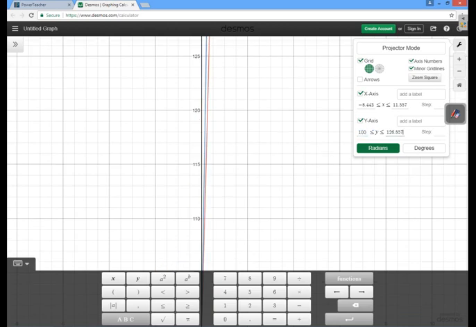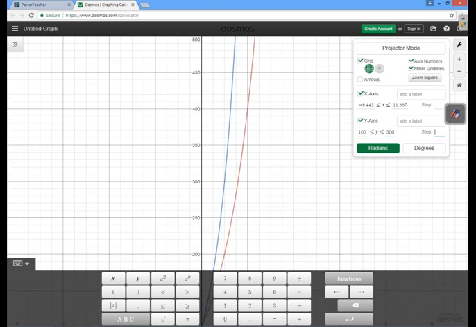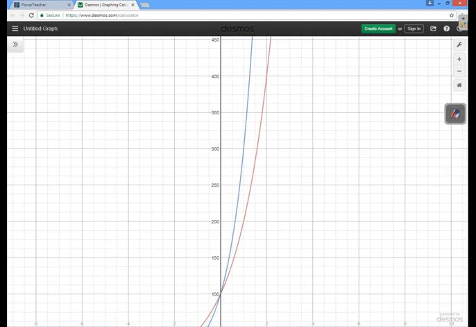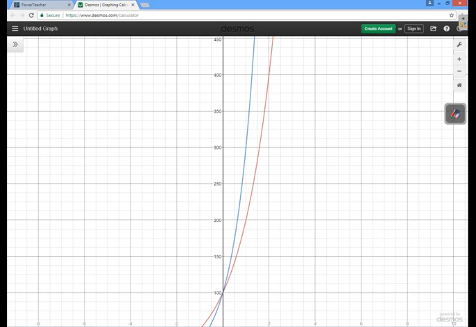Which window I put in, 100, key equals 100. Can you guys see this? Can you guys see this or no?